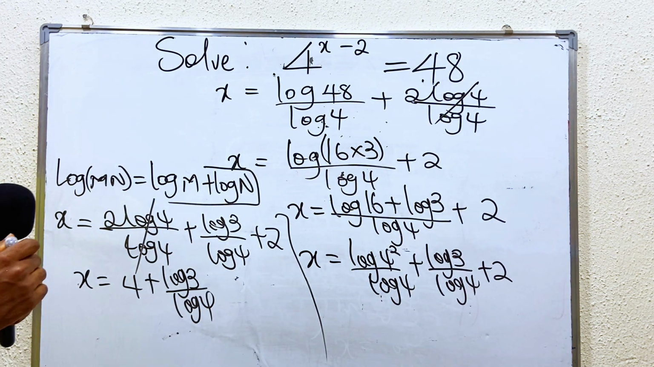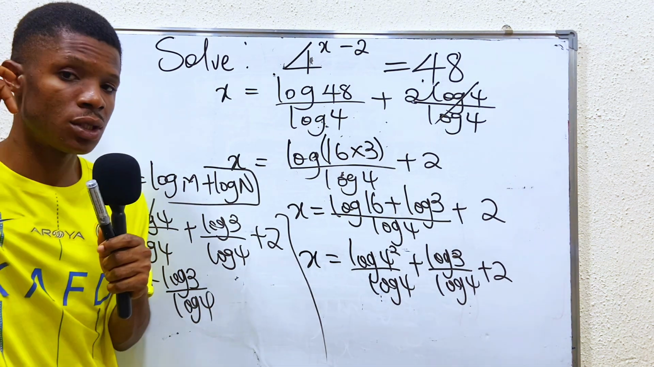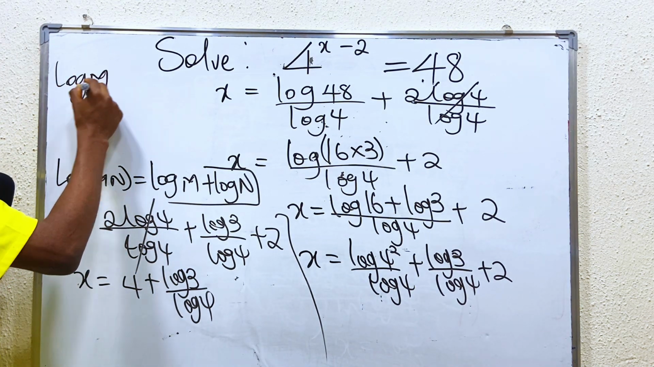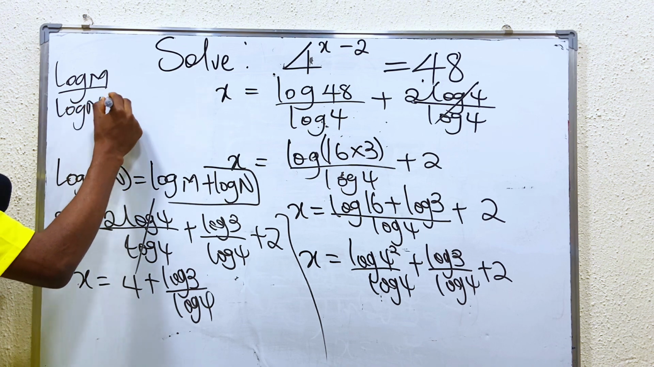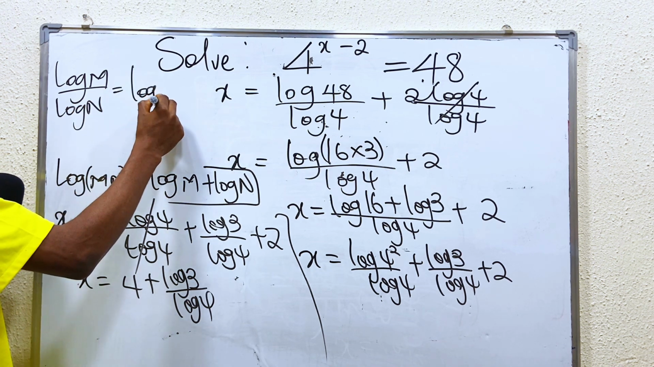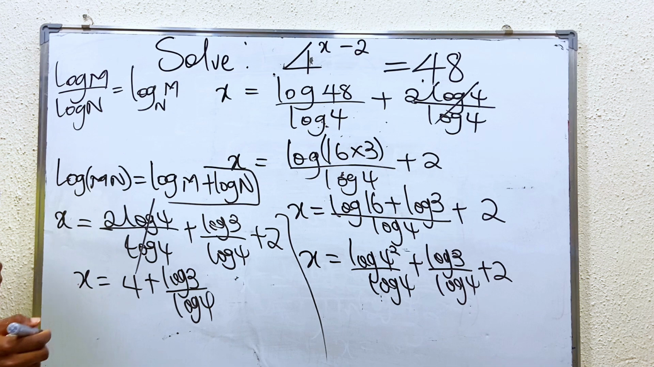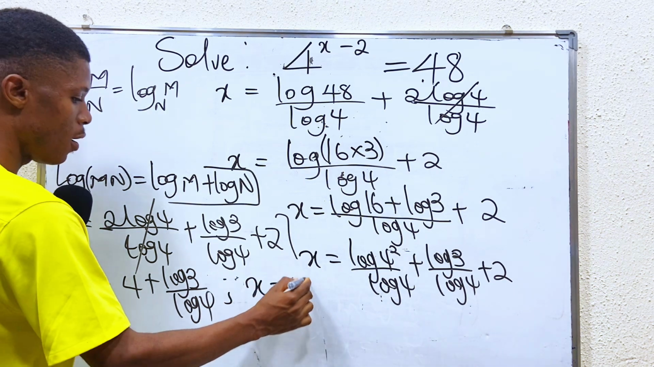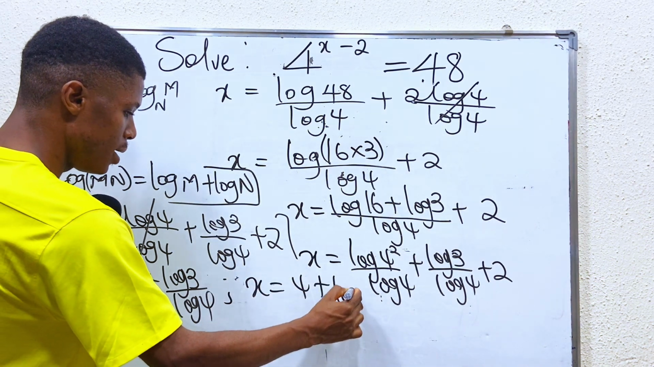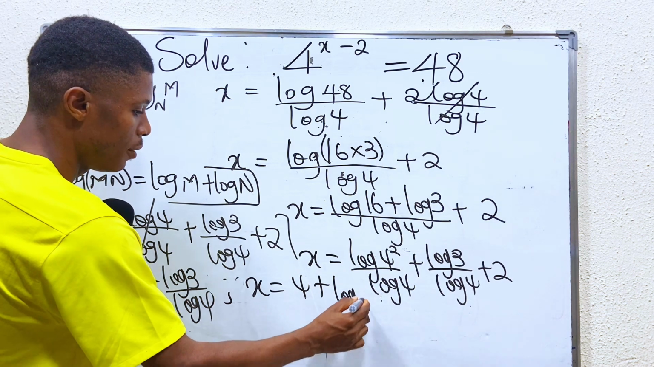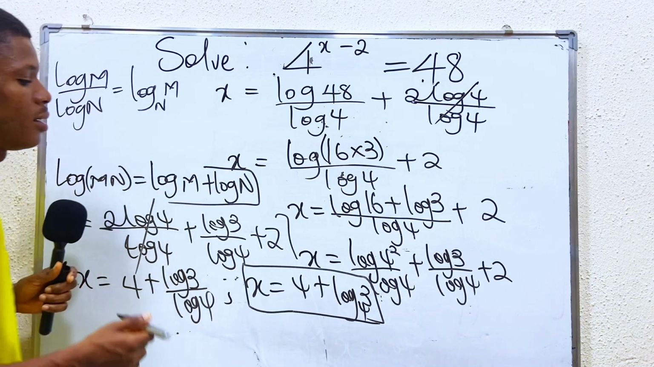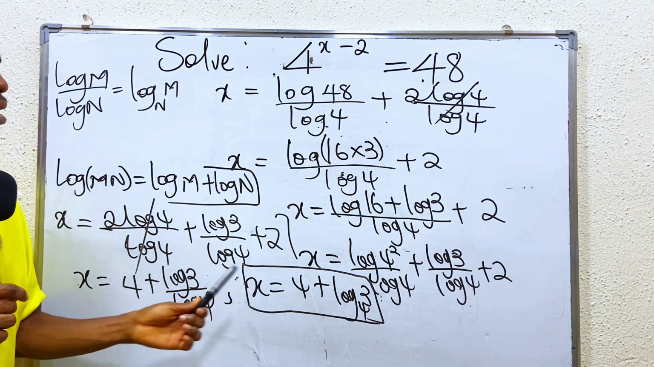Okay? There is another rule we usually use, which is the change of base rule, which says that whenever you have log m over log n, we take it to be the log of m to base n. So if we agree with this, we can now have that our x is equal to 4 plus log of 3 to base 4. And that's the value for x. Okay? This is actually the value for x.